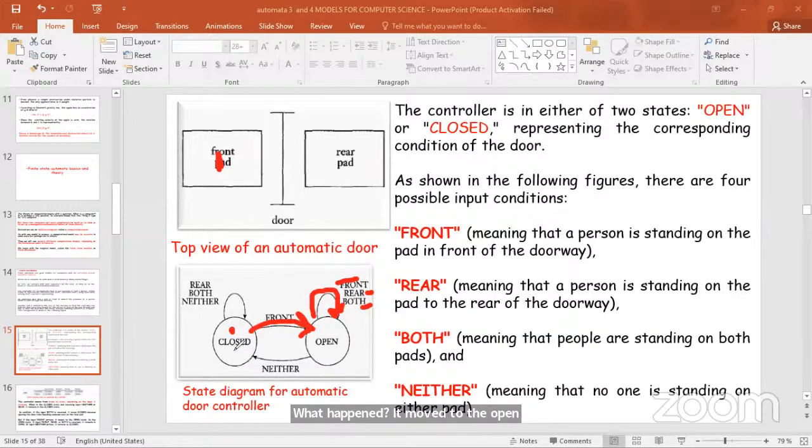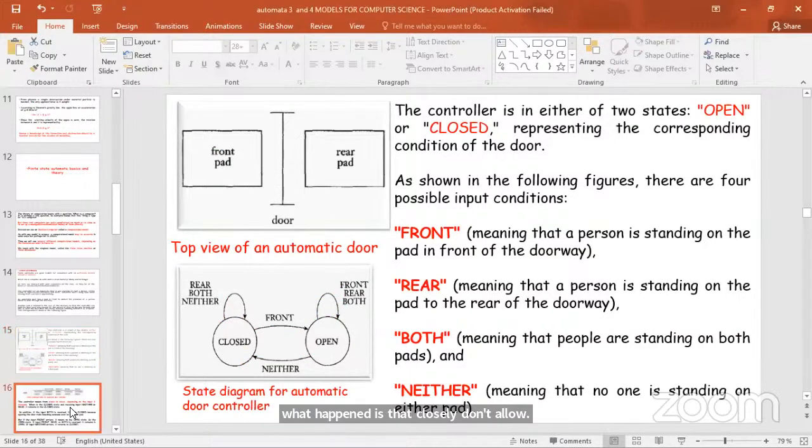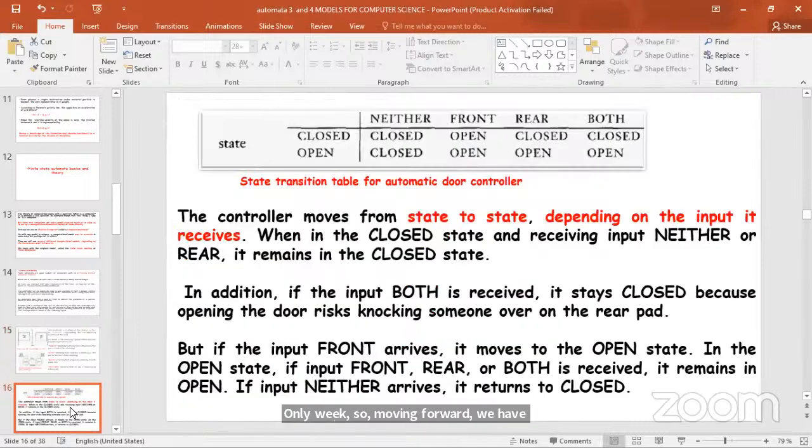However, if the door is closed and somebody is at the rear, or maybe 2 people are in front or at the back, or nobody is here, it should remain closed. That's what this says. However, if you are in open state and nothing is in front and nothing is at the back, then close the door so that you don't allow the gas of the AC to run away. So moving forward, we have what we call the state transition table.